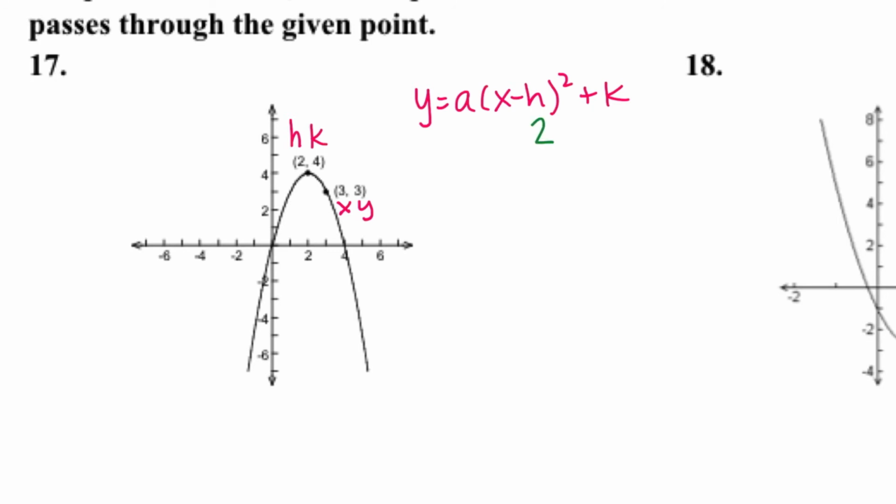So h is here at 2, and we're going to just plug that h value in. Our k value is the number all alone at the end, so plus 4. My x is 3. I have a minus in between the 3 and the 2. I don't know what my a is. That's what I'm trying to figure out first. And then my y is 3. So I'm going to keep an a here.